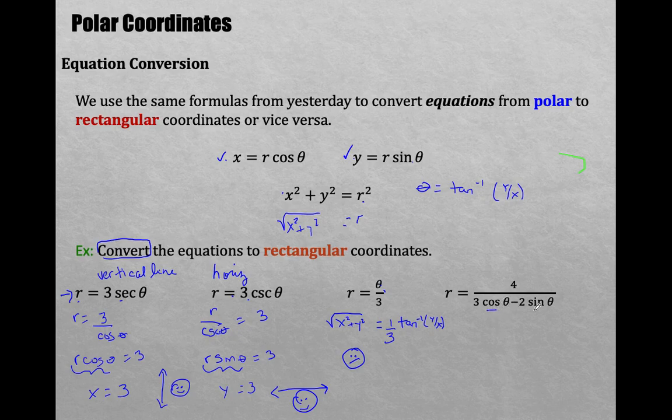Well, I've got a cosine theta and a sine theta, but I don't have a what? Well, let me do a little algebra. Multiply both sides by this whole thing. Now distribute, and what happens here? Oh snap. Hello x. Hello y.